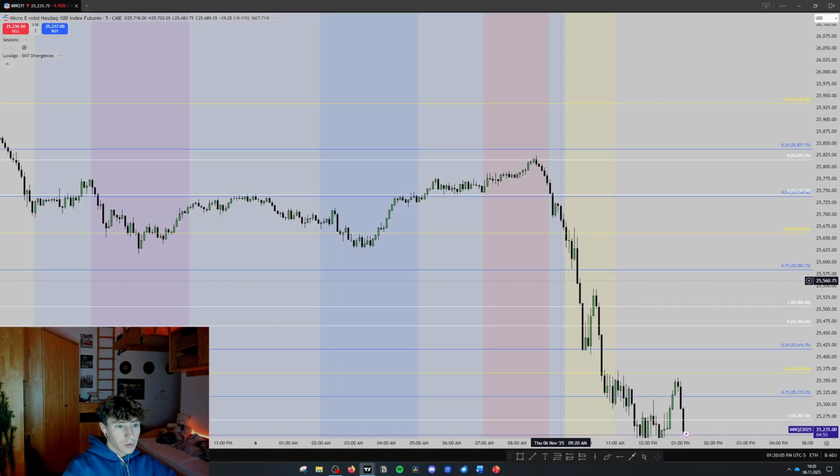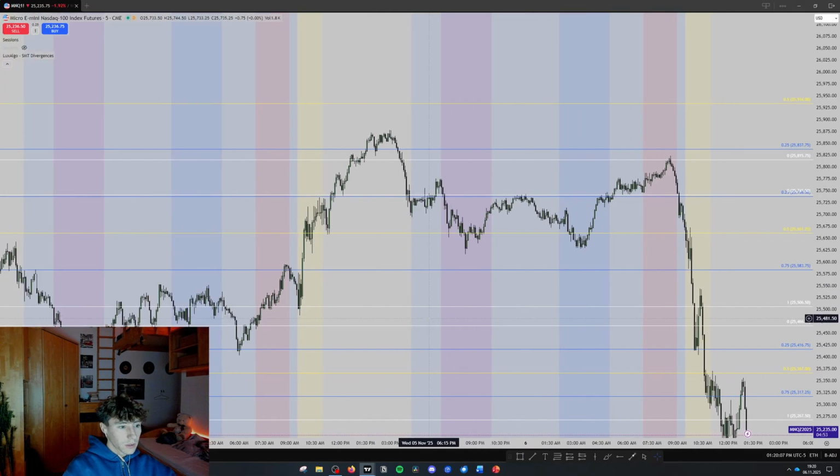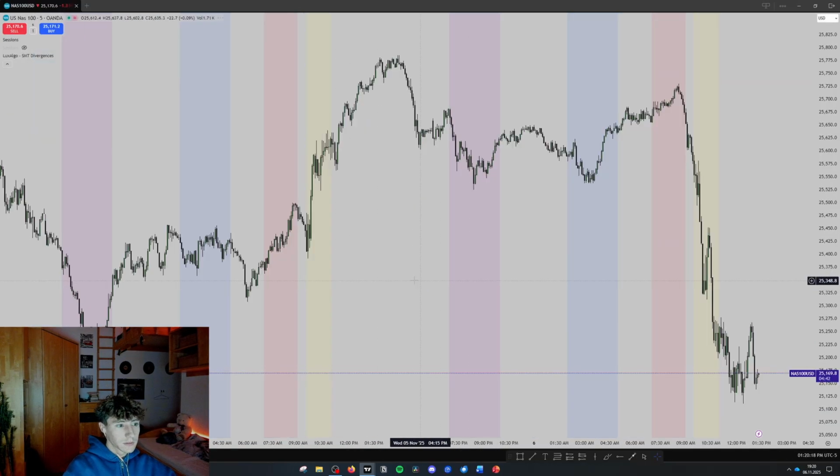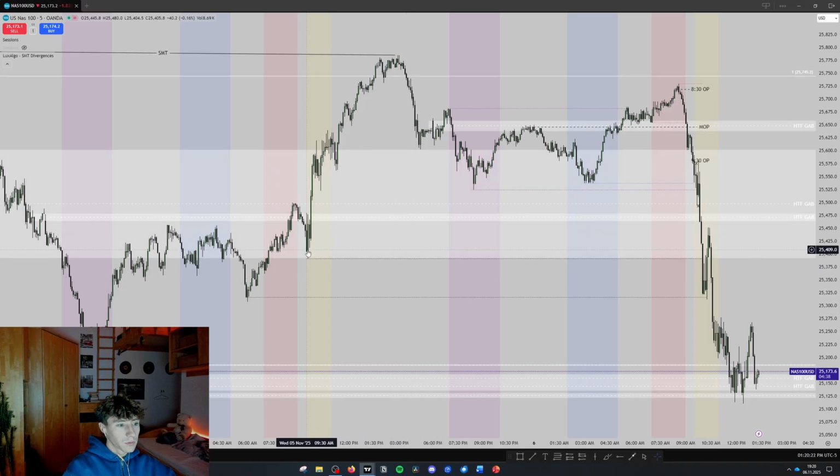So on electronic trading hours, it would look like this. So right here, that's basically the low, which lines up with the low of the high time frame gap, as you can see right here. So right here, that's the low. That's really important to us because it's aligned with the low of the high time frame gap.